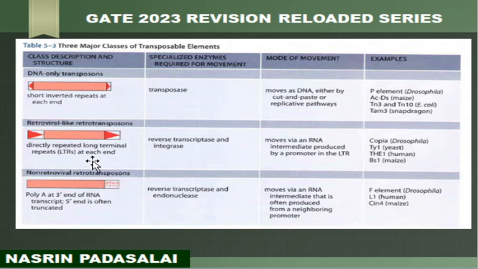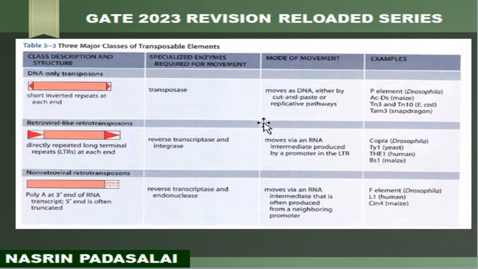retroviral-like retrotransposition requires reverse transcriptase enzyme and integrase enzyme, and the next category, non-retroviral retrotransposition, requires reverse transcriptase enzyme and endonuclease enzyme. In retroviral retrotransposition, they require integrase, and in non-retroviral retrotransposition, they require endonuclease.